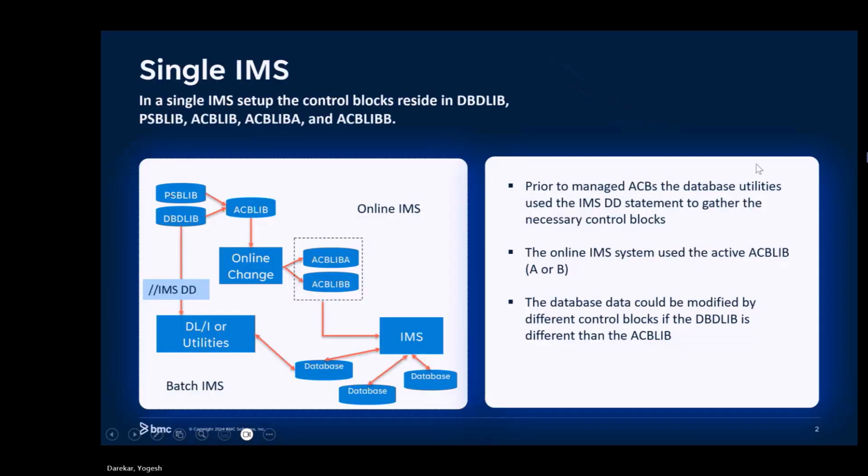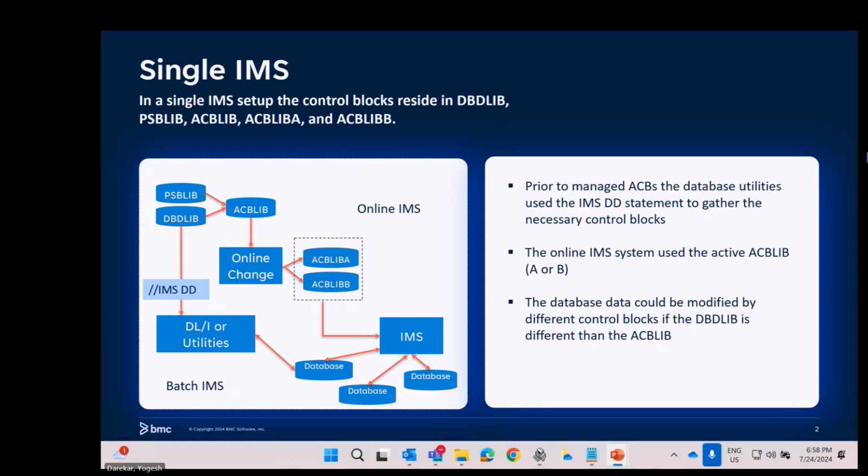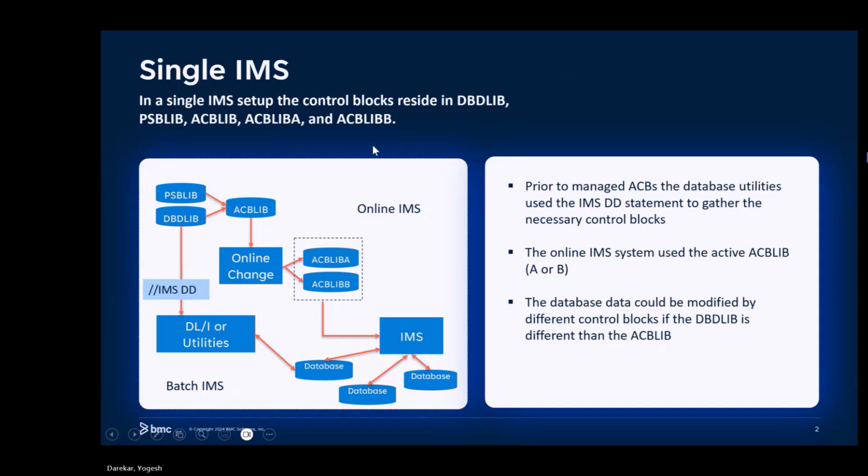The first thing I'll talk about is the way this system works. Most people are familiar that IMS uses three control blocks: DBDs, PSBs, and ACBs. The way you would use them is first you would do a DBD gen, followed by a PSB gen, and then finally an ACB gen. After you created those, you would use the IMS DD to point to your DBDs and PSBs, or IMS ACB to point to your ACB libs.